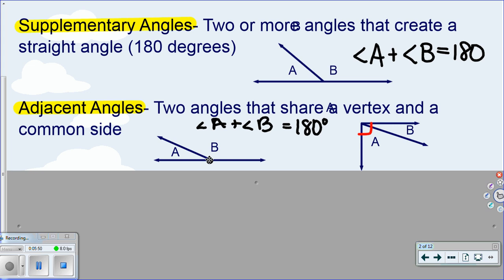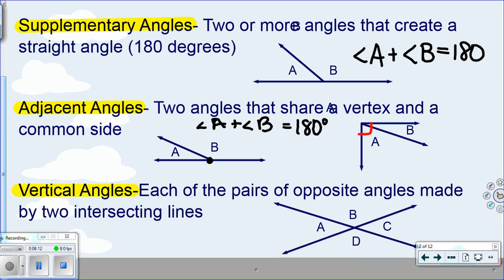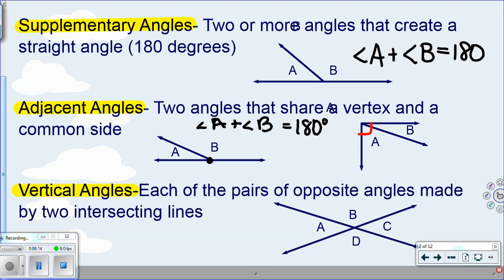All right, I think this might be the final vocabulary word for today before we get started practicing: vertical angles. Vertical angles are opposite each other. They're opposite each other, and they're made by two intersecting lines.